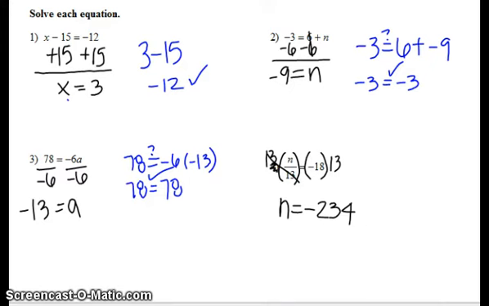I can check my answer. There we go. Over here by doing negative 234 divided by 13, and if you type that into your calculator, you should get a negative 18. So that does work. So this is my final answer.